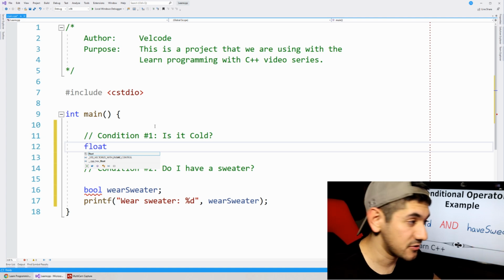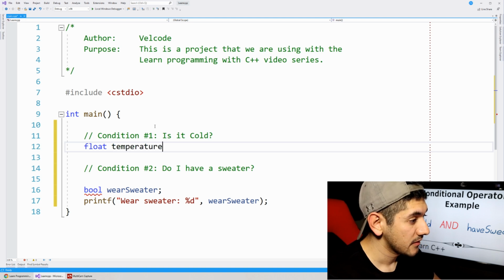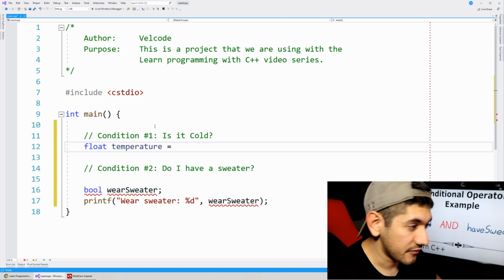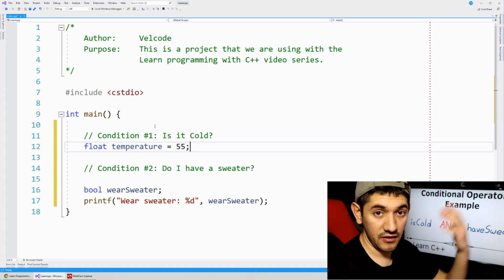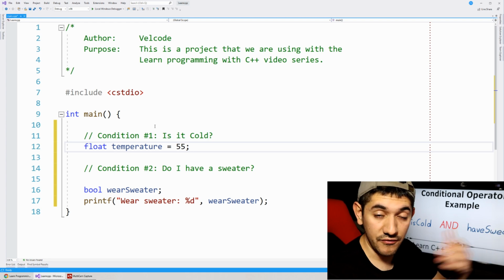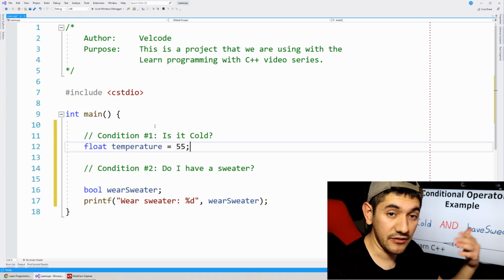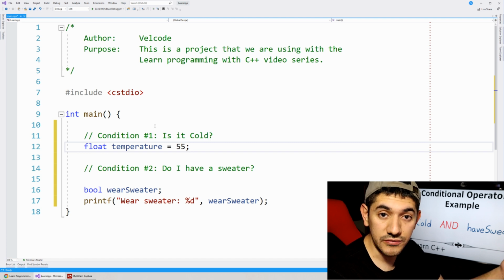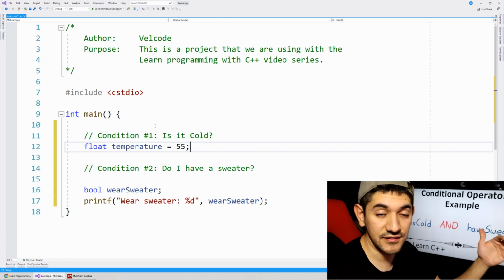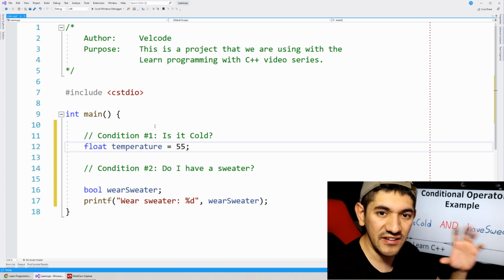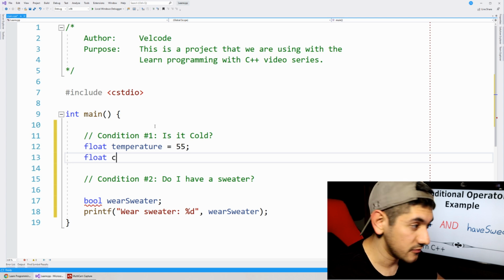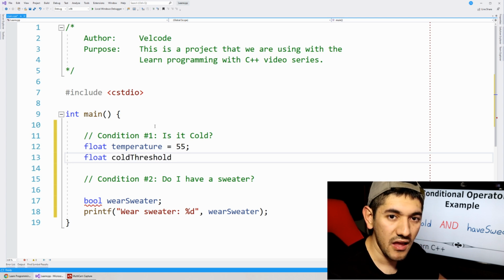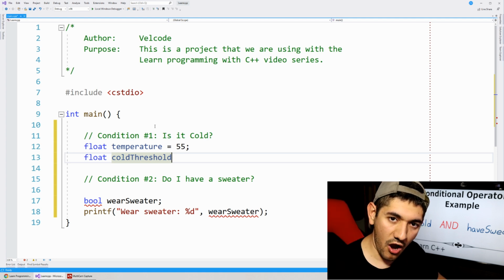First, I need to know the temperature. So float temperature. And what is the temperature? Let's just say it's 55 degrees. I also need to know, and this is something that I decide, and if you're writing code, you can change this value to whatever you want, what value, in terms of Fahrenheit, do you consider cold? Let's say if you see less than 60 degrees, you're like, that's cold. So I'm going to call that variable coldThreshold, meaning from that value on down, I will consider the temperature to be cold.